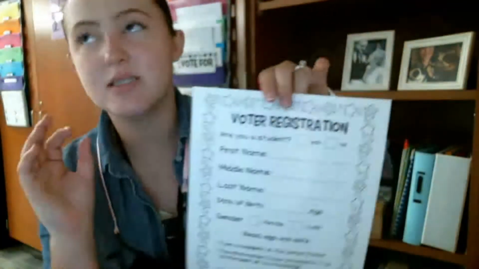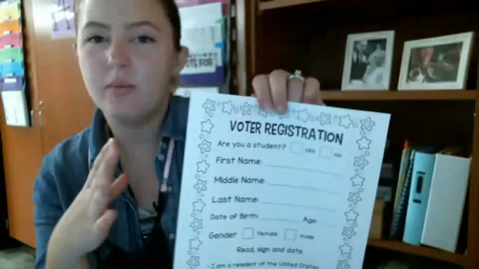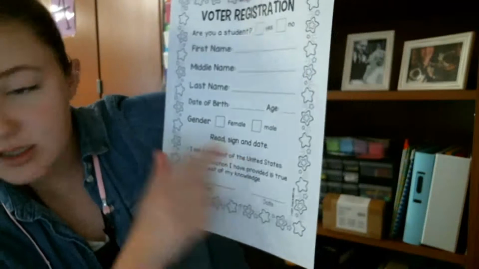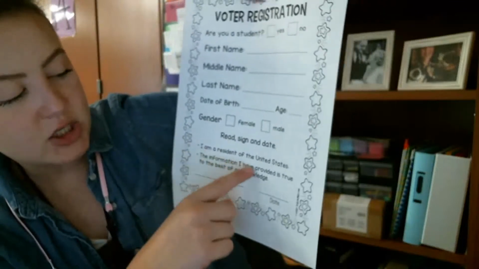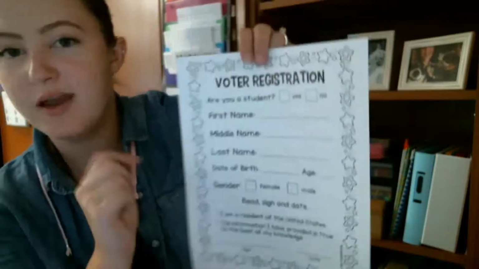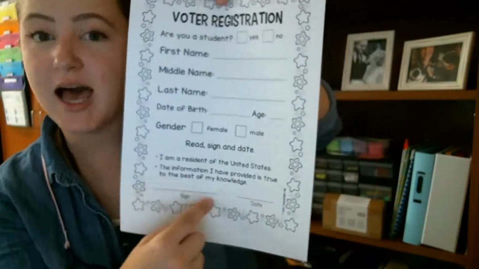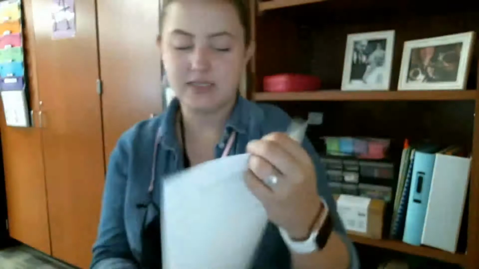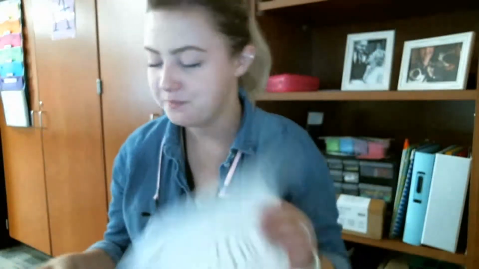So the disclaimer is just some writing that it's kind of like a warning, but it's also a statement, okay? It's telling you something. So the little disclaimer here, it says read, sign, and date, okay? It says, I am a resident of the United States. The information I have provided is true to the best of my knowledge. And then you would sign it with your signature, so using cursive, and you would date it. Okay, so this is a good point of where your beautiful cursive that I'm trying to help you guys with comes in handy.